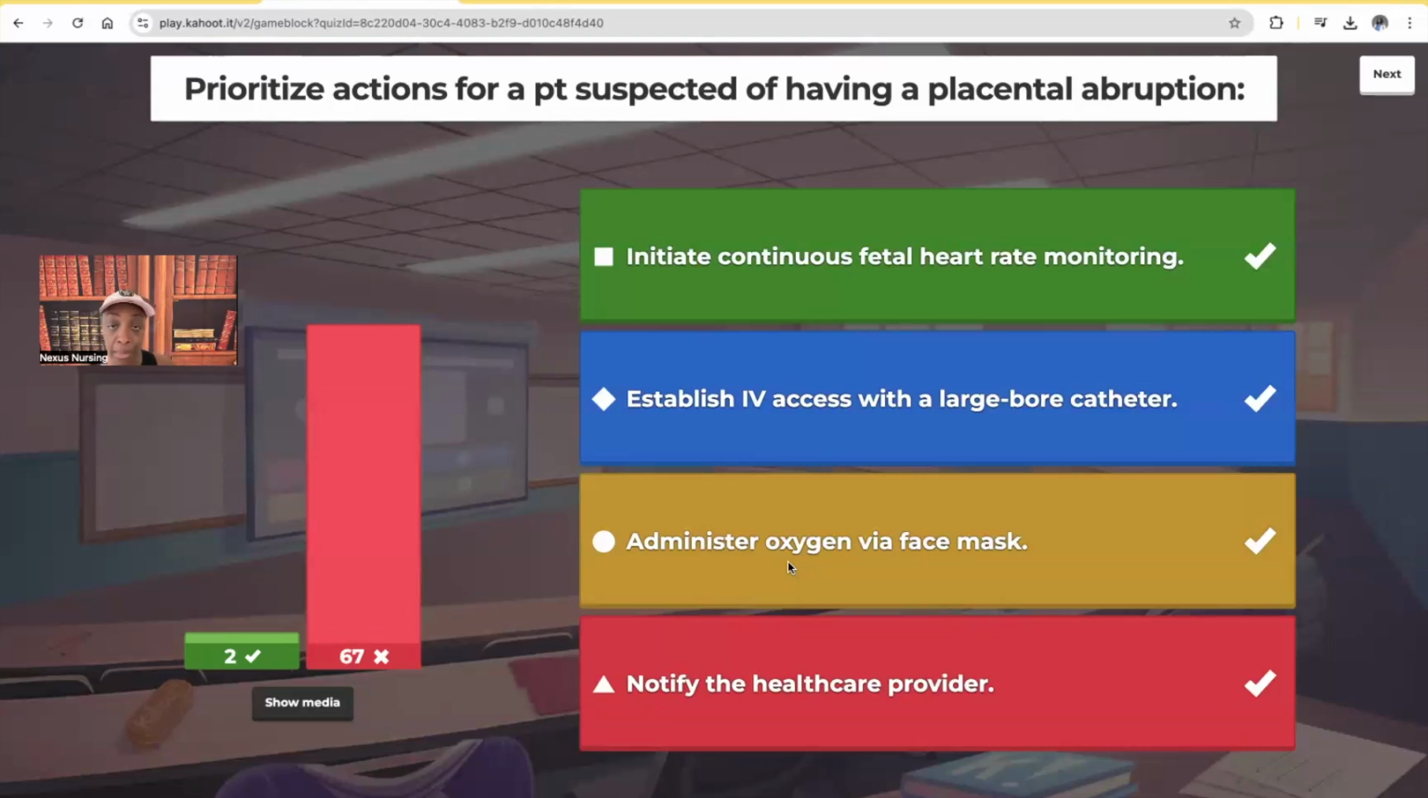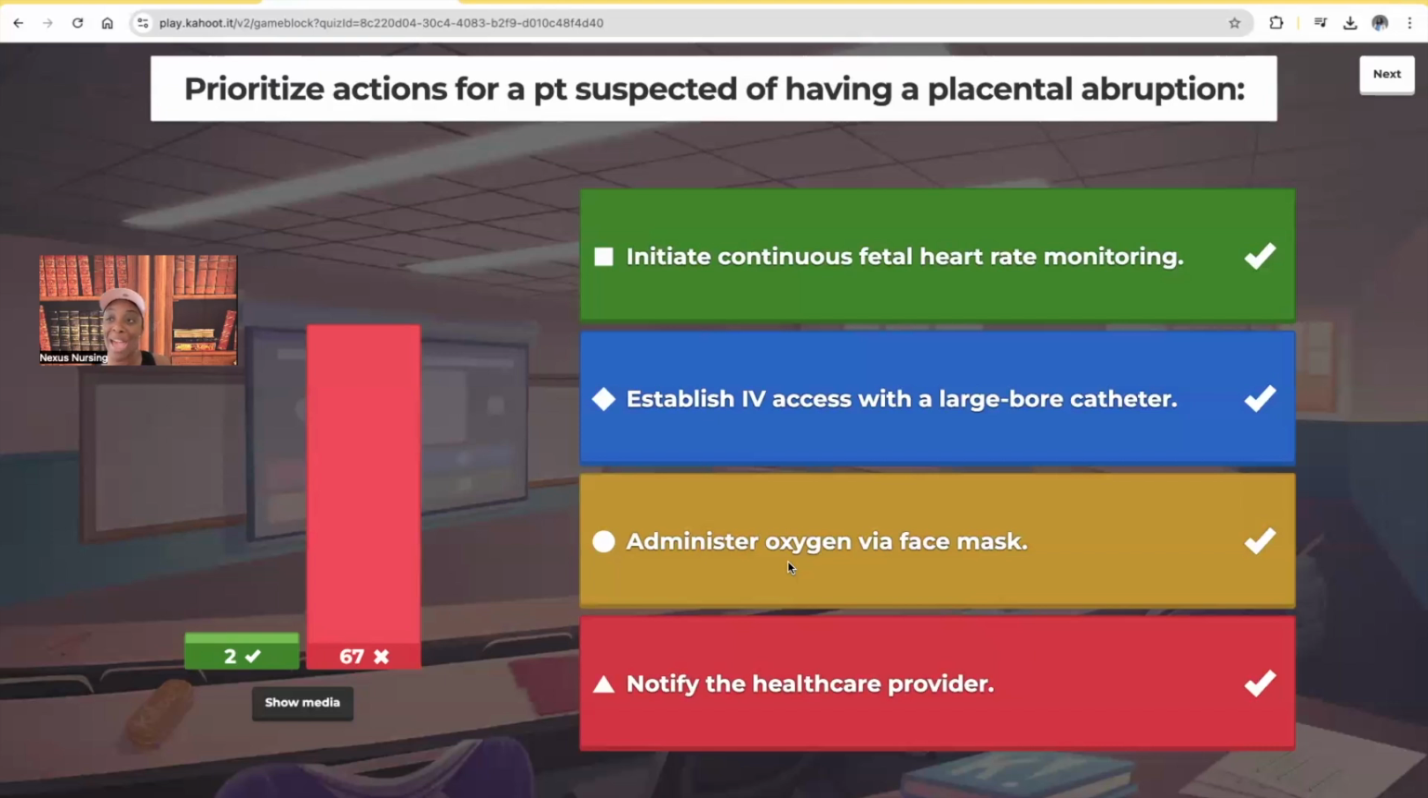We're going to be giving them lots of fluids, blood, and medications, all of which need to be established through an IV access line. Then, of course, we're going to give them the supplemental oxygen via face mask. And of course, last, we're going to notify the healthcare provider. The reason is, what do we expect to happen? Surgery, patient's going to the OR, right? They're going to get a C-section. Okay. You guys with me?